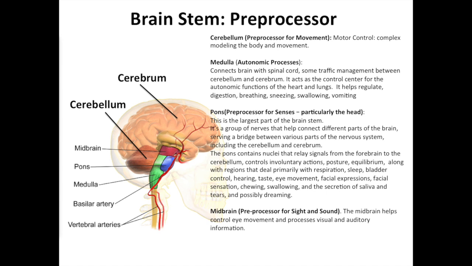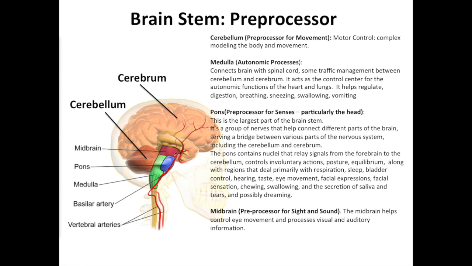The pons is next, and it is a sort of preprocessor for the senses, particularly for the head. It's the largest part of the brainstem. It's a group of nerves that connect different parts of the brain together, and they serve as a bridge between various parts of the nervous system, including the cerebellum and cerebrum.